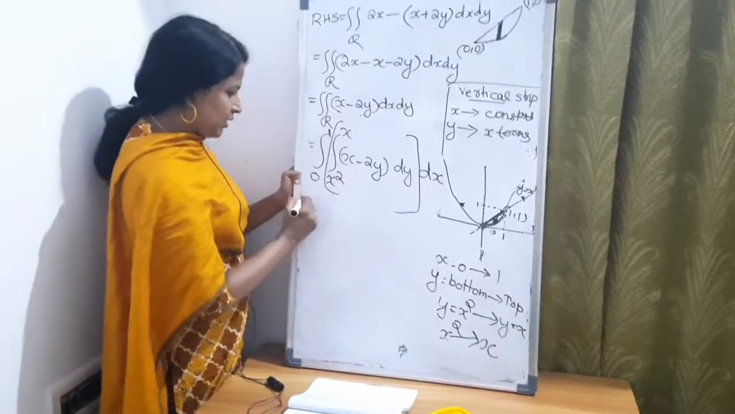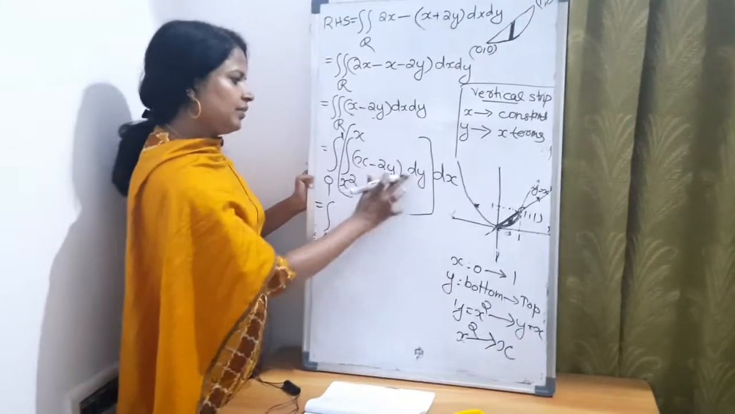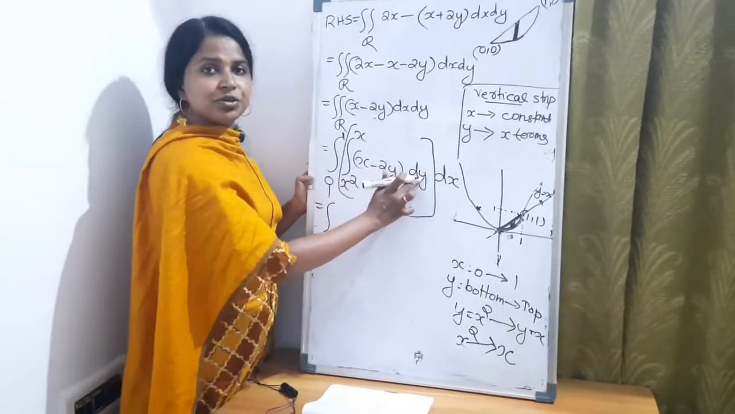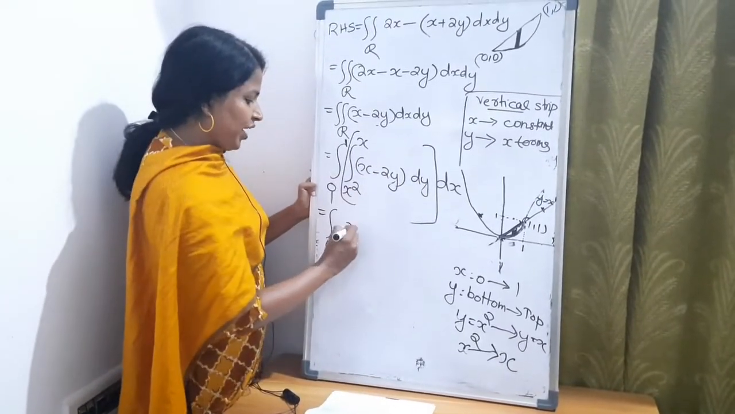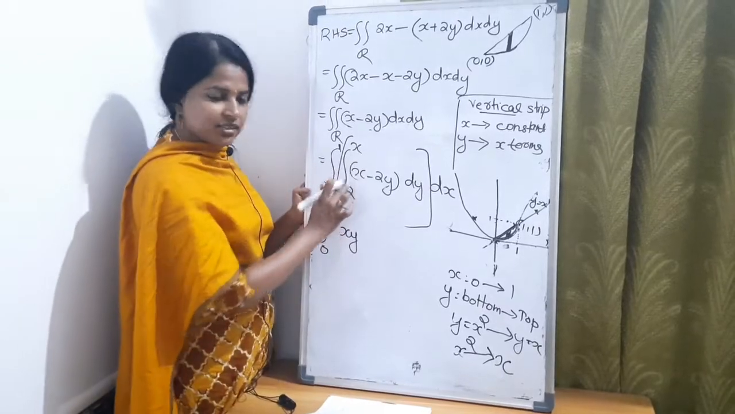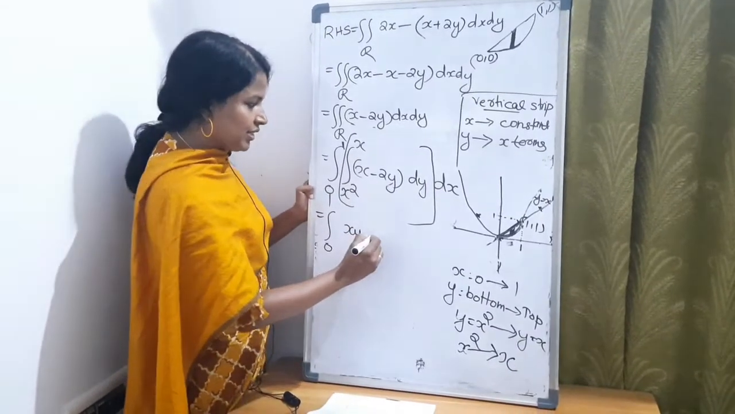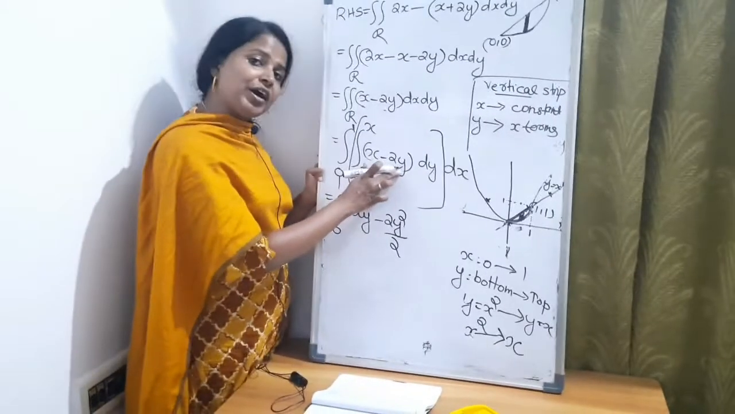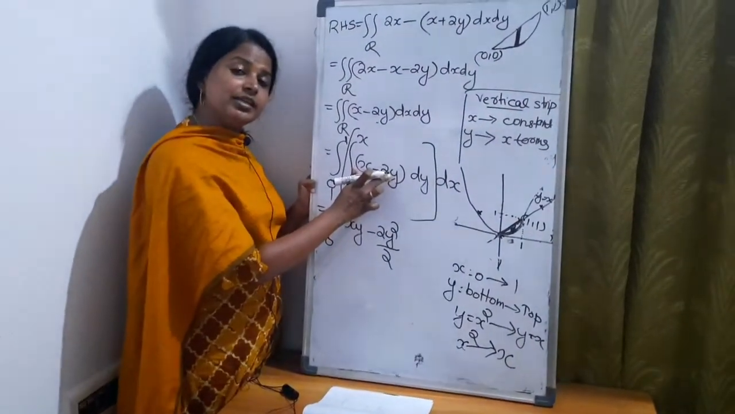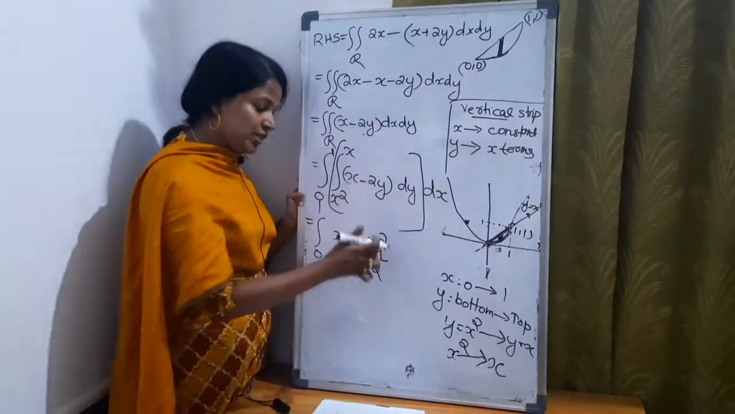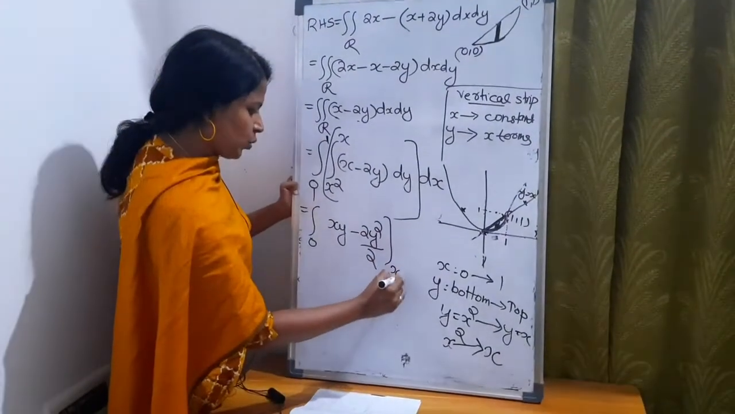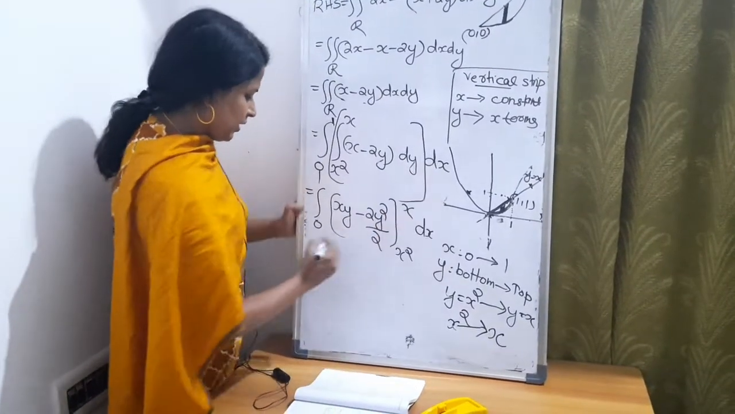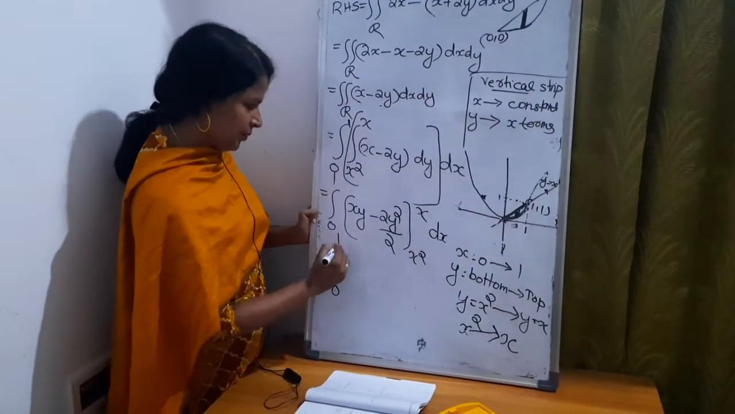That is the integral 0 to 1. Integrate x minus 2y with respect to y. That is xy, x is constant, so x into y, xy minus 2y square by 2. Sorry, 2 into the integral of y with respect to y, so y square by 2. The limit is x square to x, then dx.